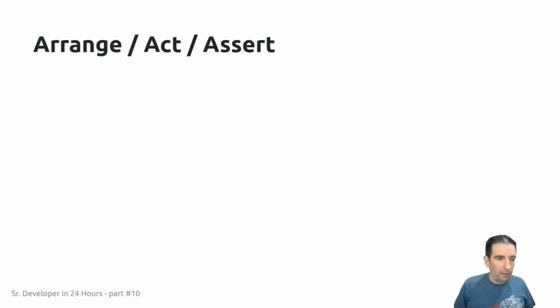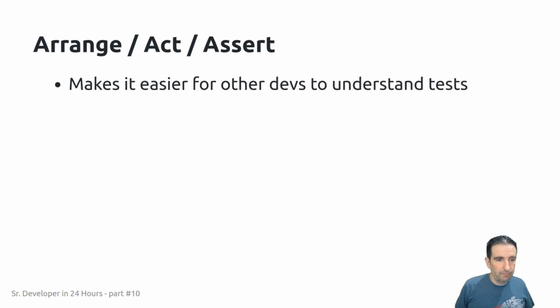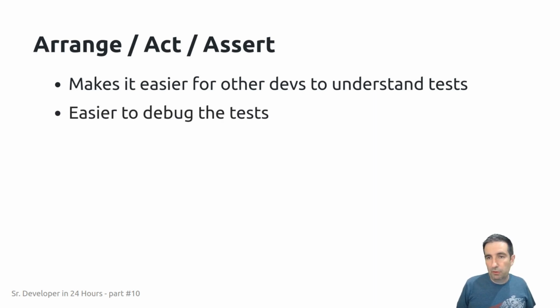With that said, why is this paradigm important? First thing, it makes it easier for other developers to understand the test. It is very easy to follow. You understand what is being set up, you understand what we're calling, and then we can easily understand what we're checking against. It also makes it easier to debug the test because you can see exactly what code is being executed and what code is relevant for the test.